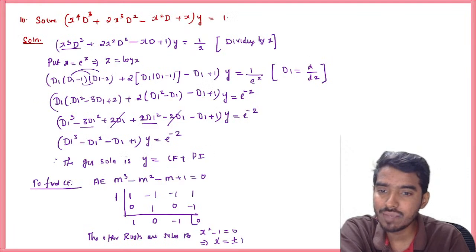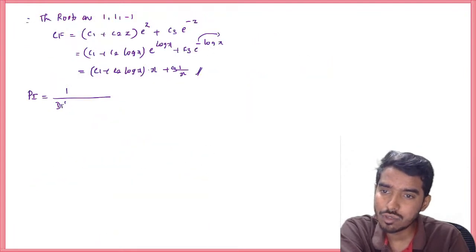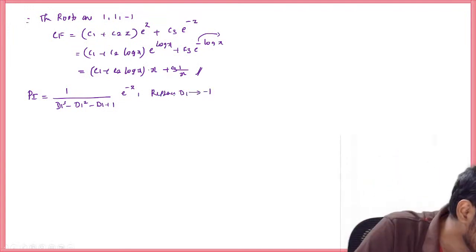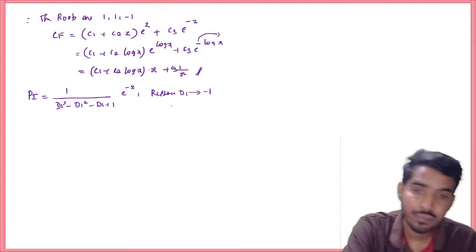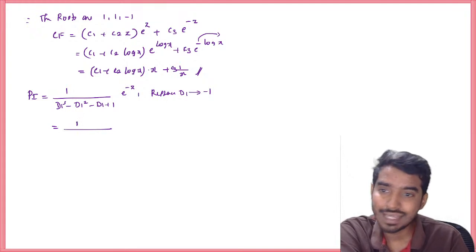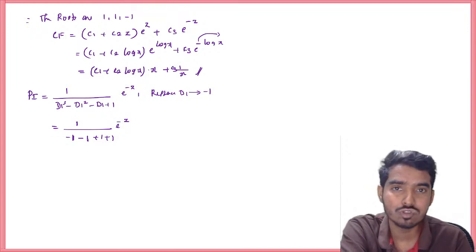So it is 1 divided by f of D1. So D1 cube minus D1 square minus D1 plus 1, e power minus z. So replace D1 by a, which is minus 1 here, right? So therefore this will be 1 divided by, minus 1 whole cube is minus 1, minus D minus 1 square is minus 1. This will be plus 1, plus 1 into e power minus z. So you can see this will be 0, right? 2 minus 2 will be 0.